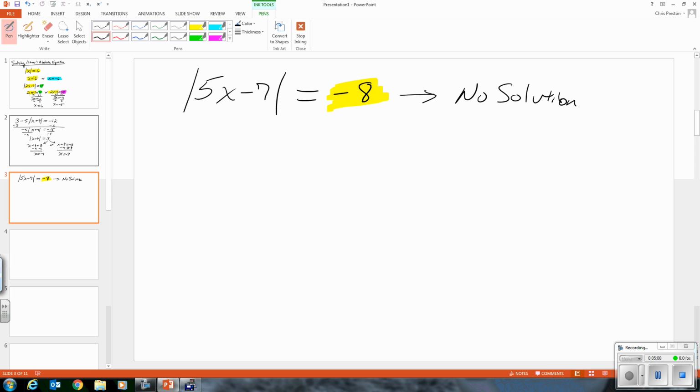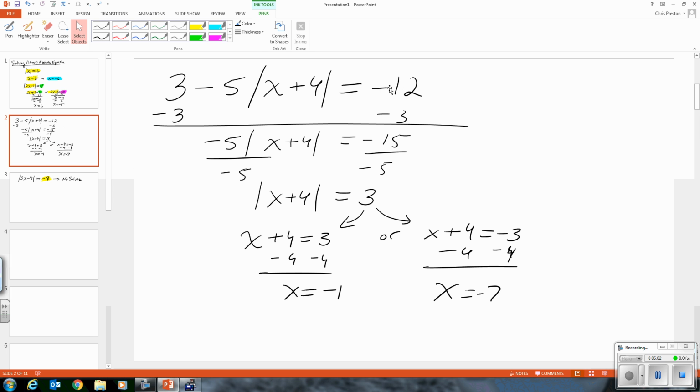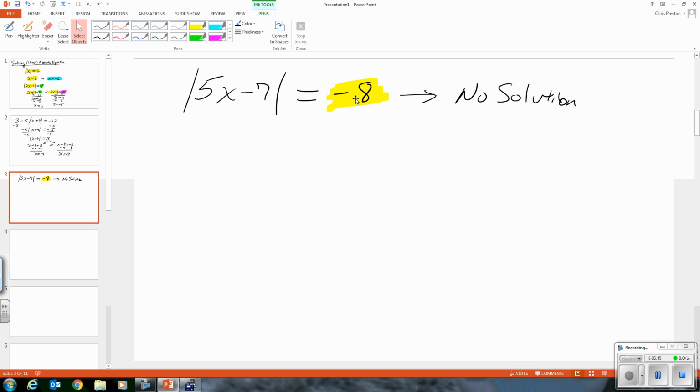Now, if we jump back and we look at this previous problem, notice this was a negative 12 at the beginning, but when I worked it all out and I got the absolute value by itself, I had a positive 3. So I knew this was going to give me some solutions because it was equal to a positive. On the other hand, on this example, I had an absolute value equal to a negative, and so I knew that wasn't going to be any solutions. So, if the other side is positive and you have an absolute value by itself, then it should have answers, and if it's negative, then it shouldn't have answers.